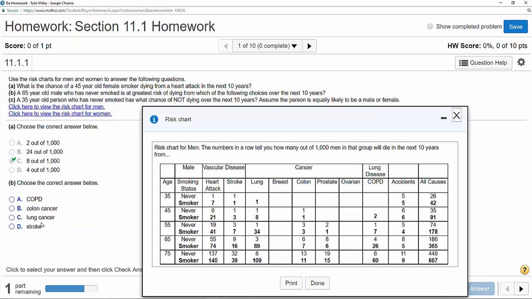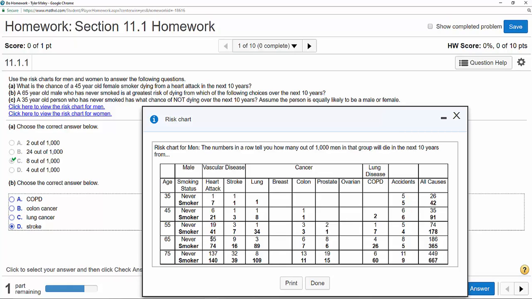So we're given 4 choices. We want age 65, never smoked, right? So we can just check these. COPD has a 4. Colon cancer is a 6, so that's higher so far. Lung cancer is a 3, so that's lower. And stroke is 9, right? So this would be stroke, for someone who's never smoked, age 65. So that has the highest risk out of these items.